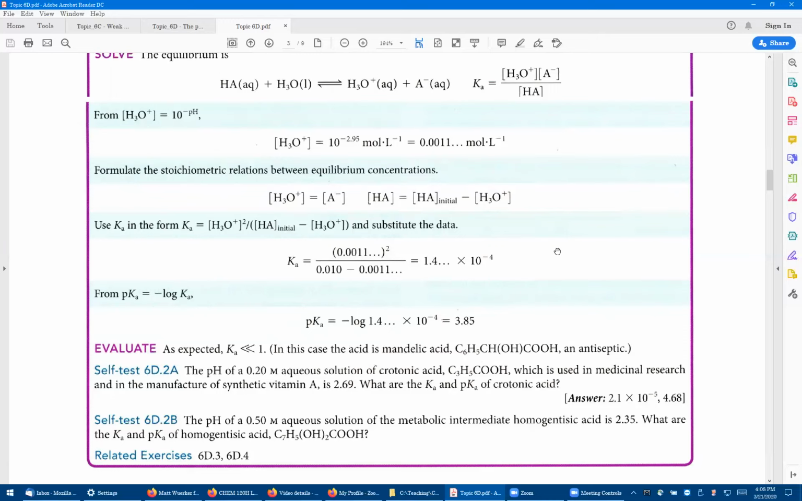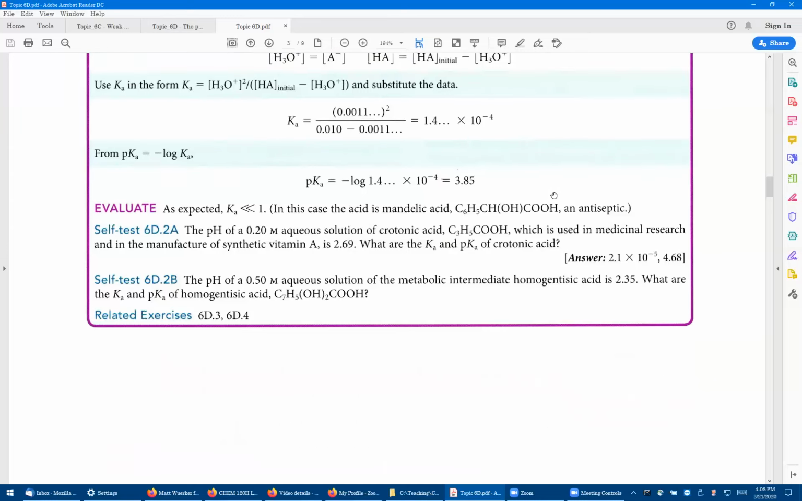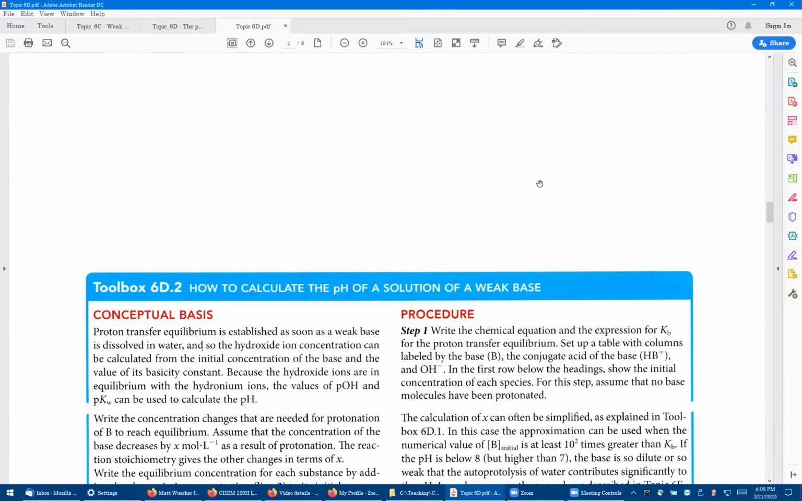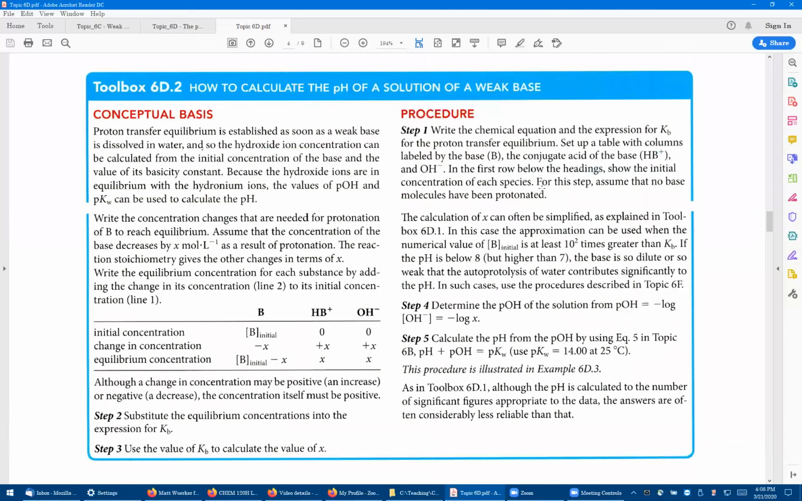It's a mild antiseptic. Anyway, you can see that both approaches, either knowing the Ka and the initial concentration, or knowing the initial concentration and the pH, in either case, you can interrelate all of these terms, the Ka itself, the pH, and the hydronium ion concentration, as well as the concentration of the conjugate base. So there we are.